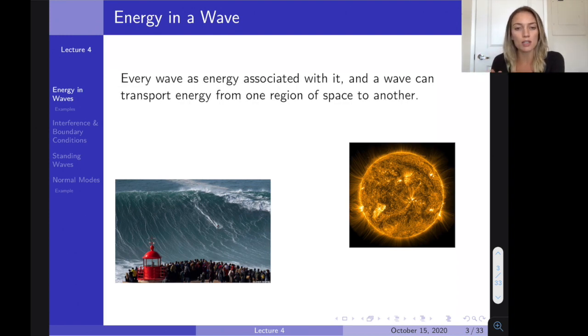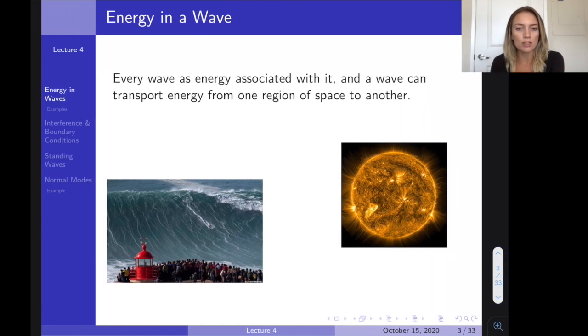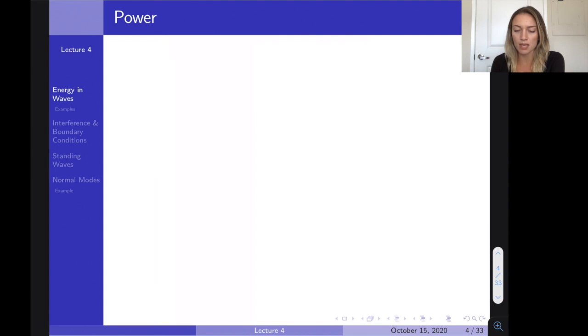And that means that we can talk about the power, because power is energy over time. So if we know that waves transport energy, that means we can figure out how much power a wave has. So let's derive the power equation for a transverse wave on a string. Now, any wave is going to transport energy, but we're just looking at this specific case right now because this is the most common one we're going to be dealing with for now.